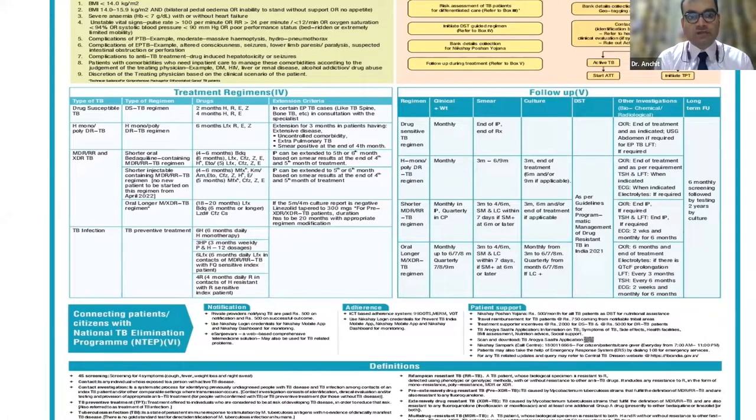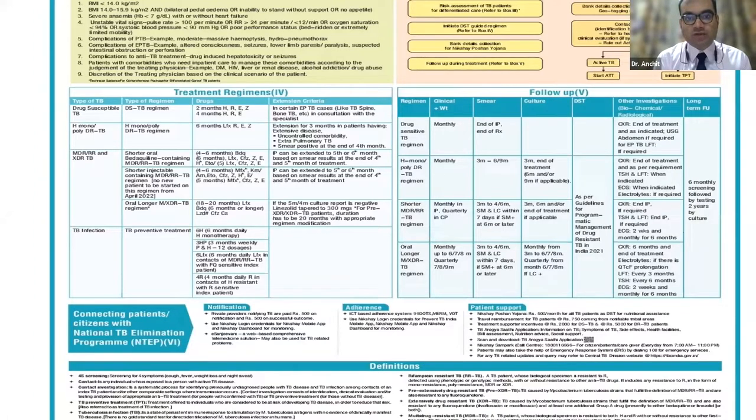The second regimen, which we are giving more commonly, is the oral longer MDR regimen that consists of 18 to 20 months of both the group 1 and group 2 drugs, that is levofloxacin, bedaquiline, and linezolid, along with clofazimine and cycloserine. So if this regimen is appropriately managed and the patient is tolerating this regimen, we can simply continue.